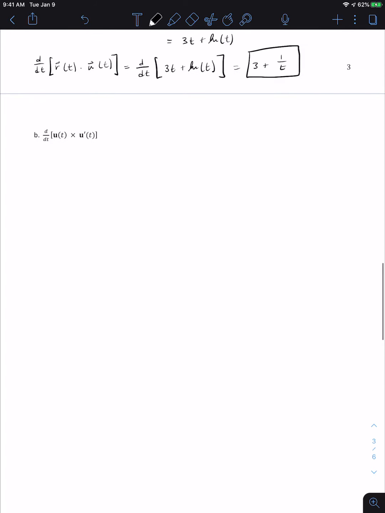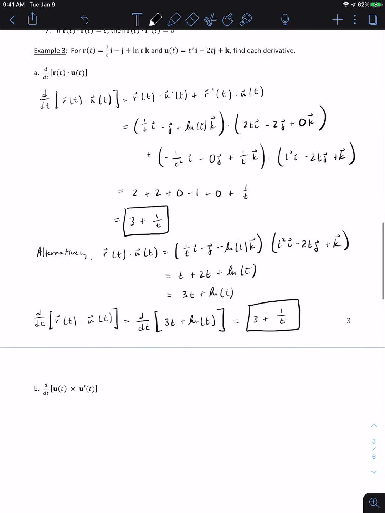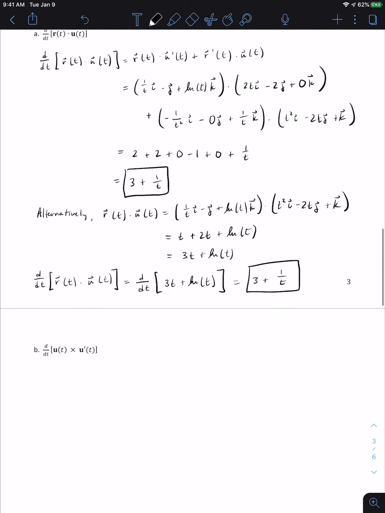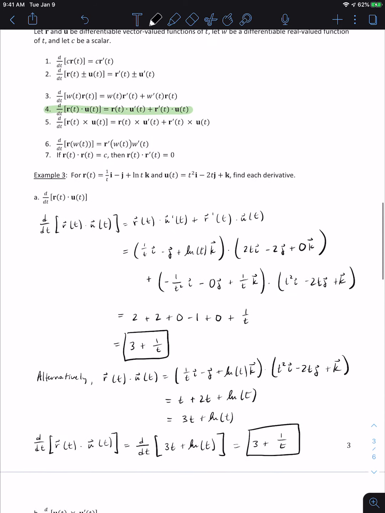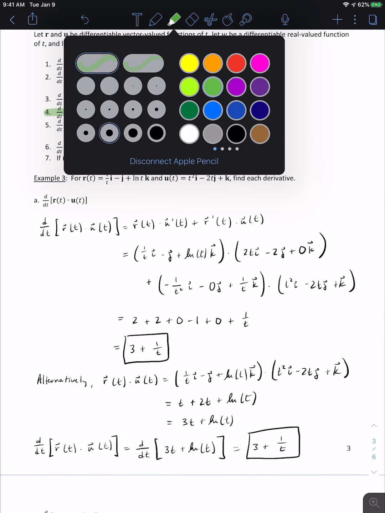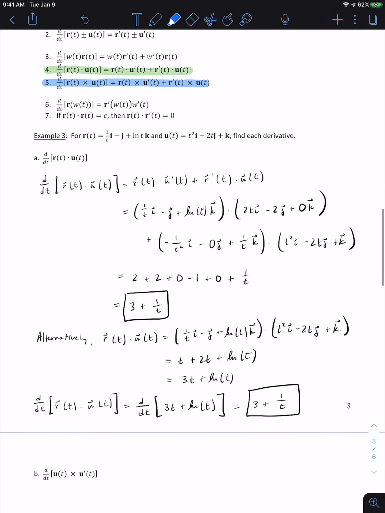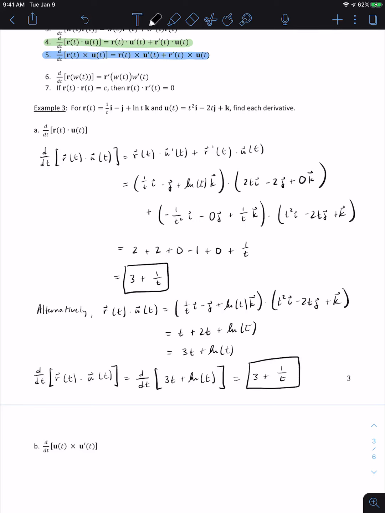Hello everyone, in this video we're going to look at section 12.2 and pick up where we left off. We were looking at this example 3 where we had r and u and we wanted to find the derivatives. In this case we wanted to find the derivative of u cross u prime, and in order to do that we're going to use property 5 here.